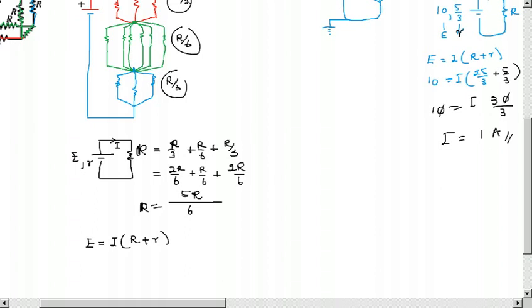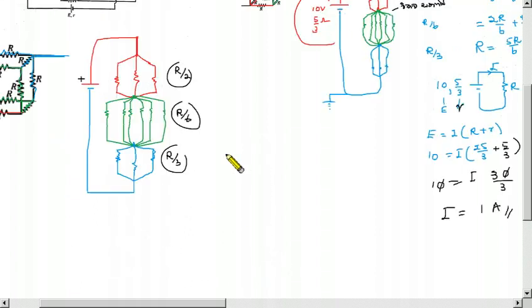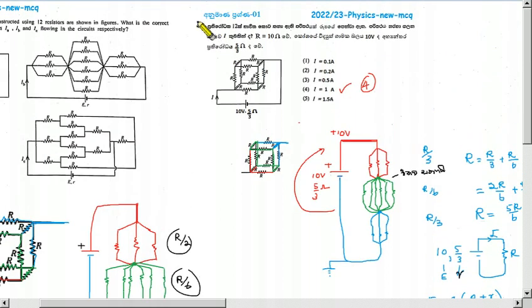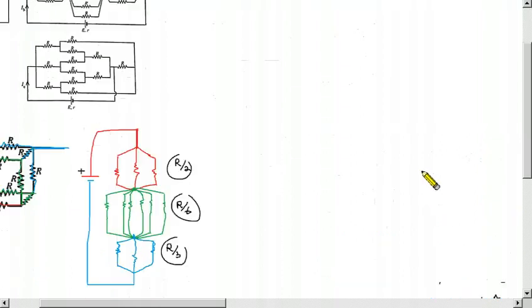You don't have to do these things. These things you don't need. Up to this level is enough. So now let us simplify the second one. Let us stop here.